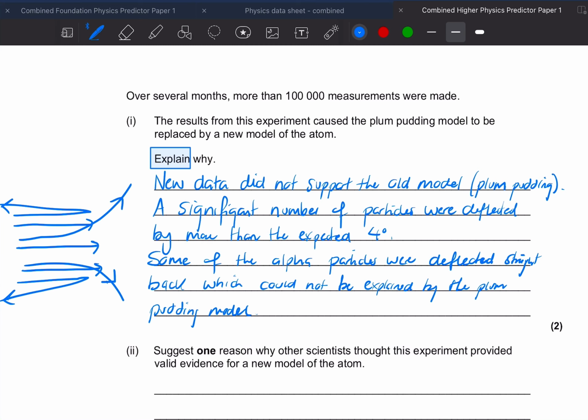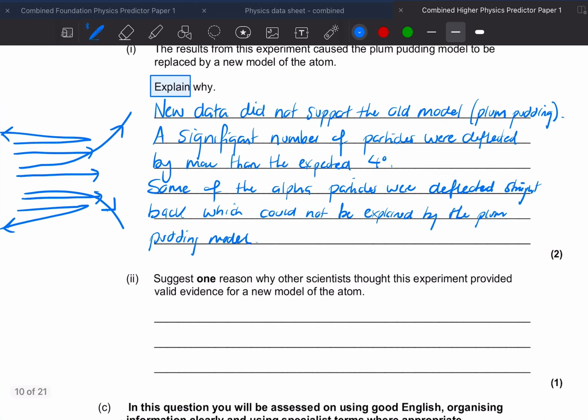And yeah, I think that'll be fine. It's only worth 2 marks. So just read our answer again. So new data did not support the old model, as a different number of the particles reflected more than 4 degrees, and some of the other particles reflected straight back, which could not be explained by the plum pudding. Yep, 2 marks, absolutely fine.